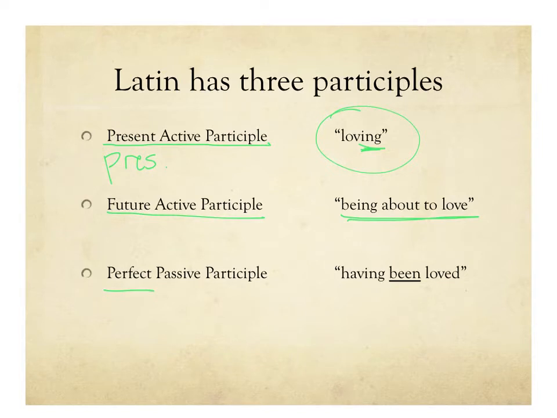And then we have a past participle, a perfect participle. It is passive, and so here you can see the -ed part, but it is having been loved, not having loved. That would be a perfect active participle, and Latin doesn't have that. Having been loved, perfect passive participle. And that's it. That's all that Latin has. So we're going to use these participles to the best of our ability.